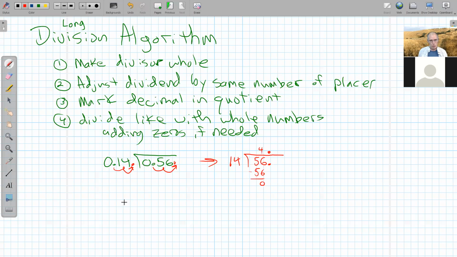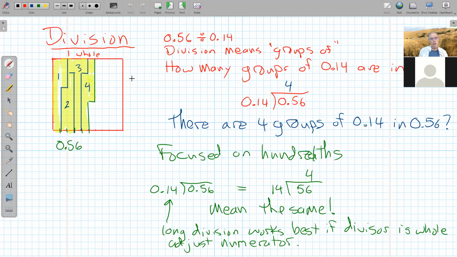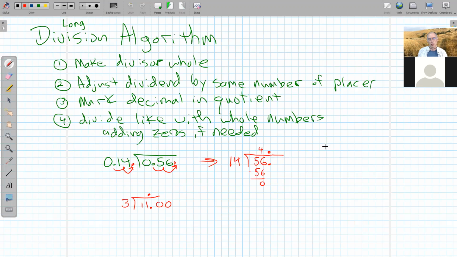When we played around with, what was it, 3 goes into 11, that already was a whole number. I didn't have to do anything for the first 2 steps. I just needed to mark the decimal in my answer and then add zeros as necessary. So that's the division algorithm. Nothing to do with pictures, although the pictures kind of explain why we do it that way. It's just, how do you get the job done? What are the steps to do this?